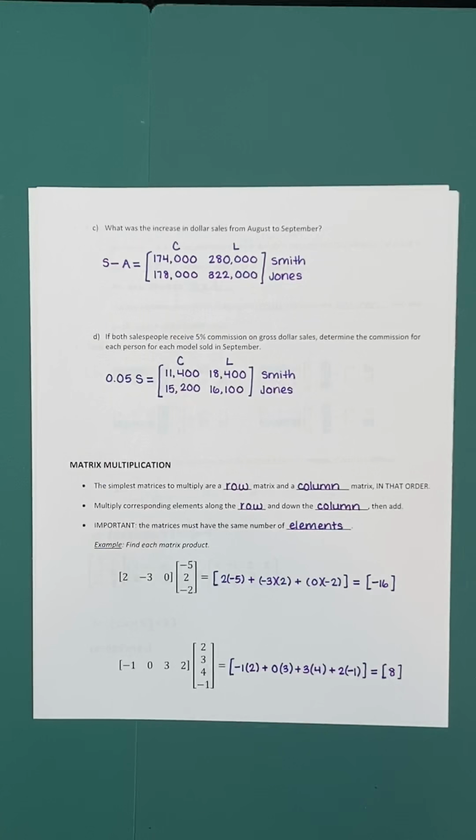So we'll talk about why that is in just a minute. But row times column, that's where we're going to start. So this is going to look a little bit unique. We're going to do multiplication, but we're also going to end up doing some addition.